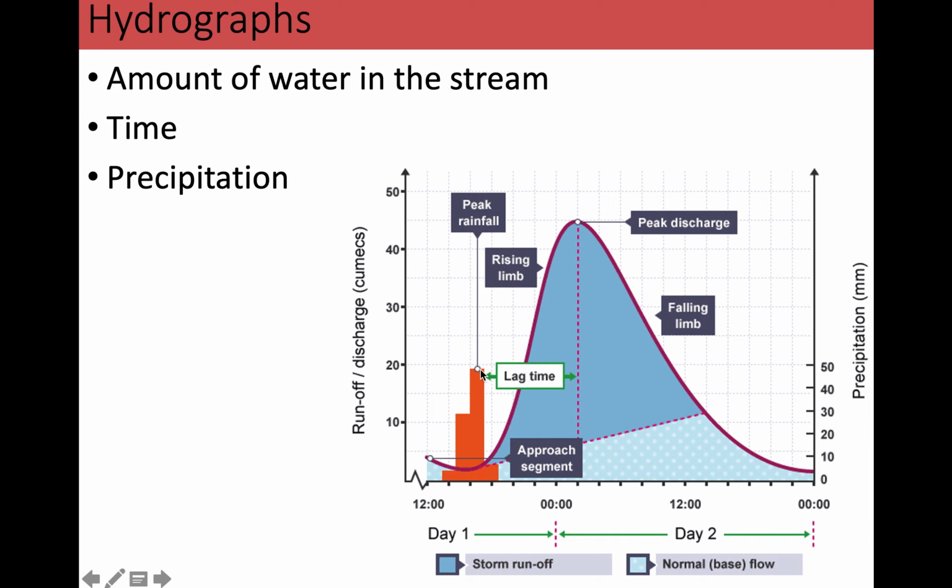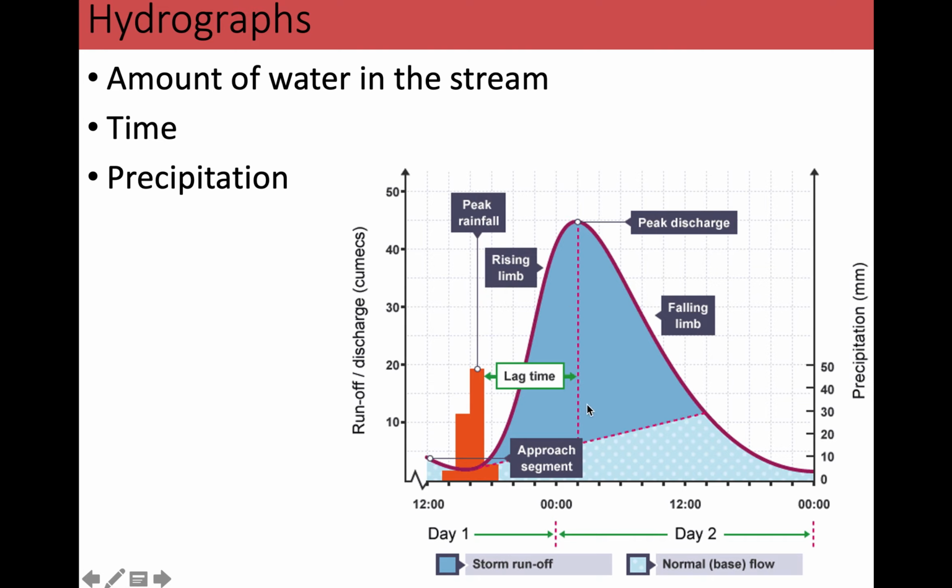So after our high precipitation, we see that there's a peak discharge, or a peak amount of water in your stream, a little while later. So the peak stream discharge does not occur directly as the rain falls, because all of that rainfall in your river basin has to flow into the stream. So it takes some time for all of the rain that fell to accumulate in the stream. So we call this the lag time.